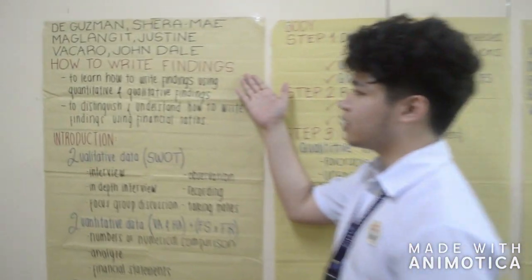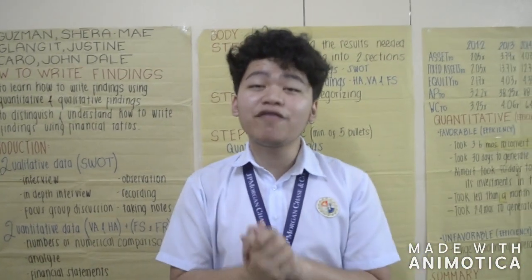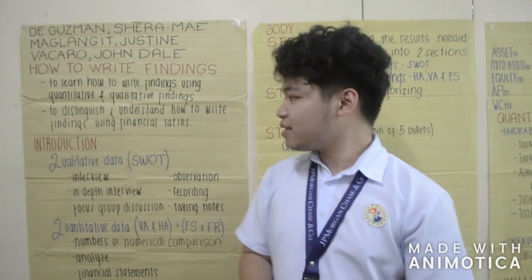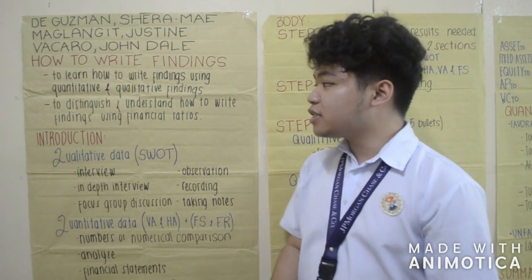The topic is how to write findings in a research paper. Prepare to achieve the following learning outcomes: first, to learn how to write findings using quantitative and qualitative findings, and to distinguish and understand how to write findings using financial ratios.